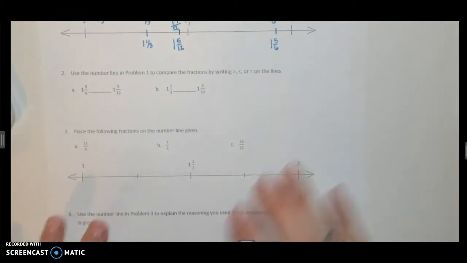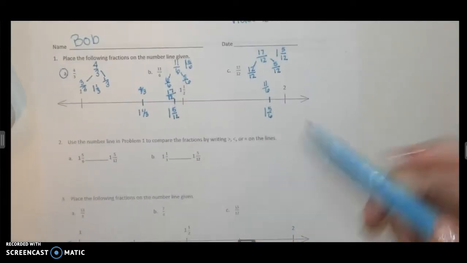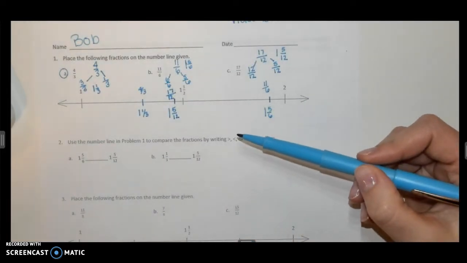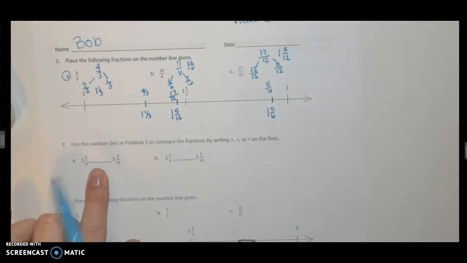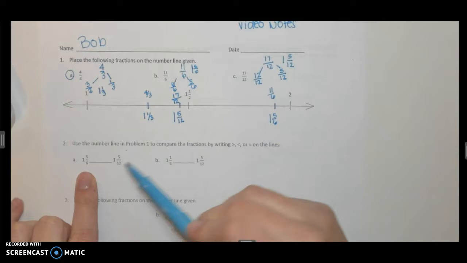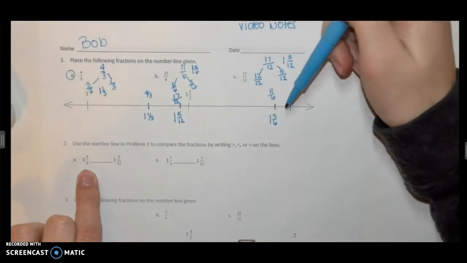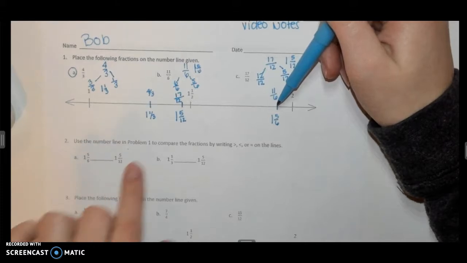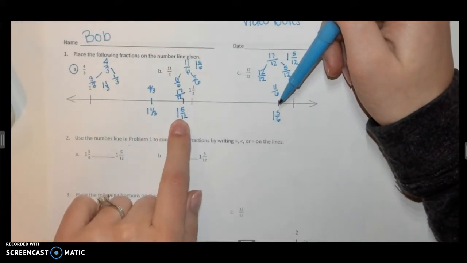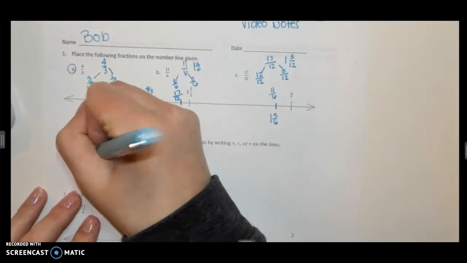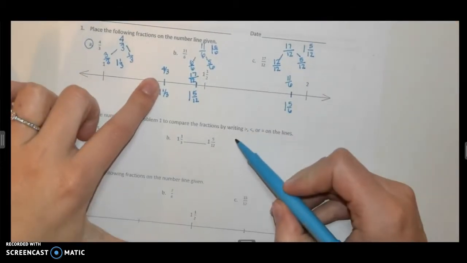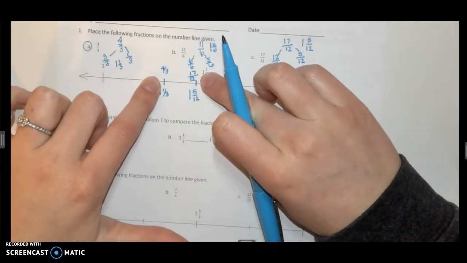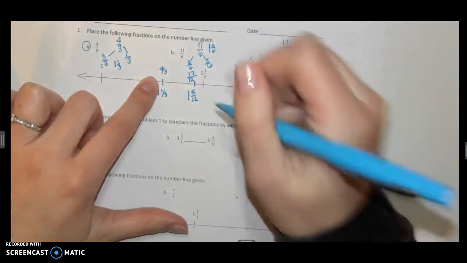All right, now we'll move on to number 2. Use the number line in problem 1, so up here, to compare the fractions by writing greater than, less than, or equal to on the lines. So this one we're just finding out which fraction comes first on the line, and whichever one comes first is less than the other one. So 1 and 5/6 is down here, and 1 and 5/12 is here, which means that 1 and 5/6 would be greater. Now 1 and 1/3, we're here on that one, and then our 1 and 5/12 would be here, which means that 1 and 5/12 is greater.